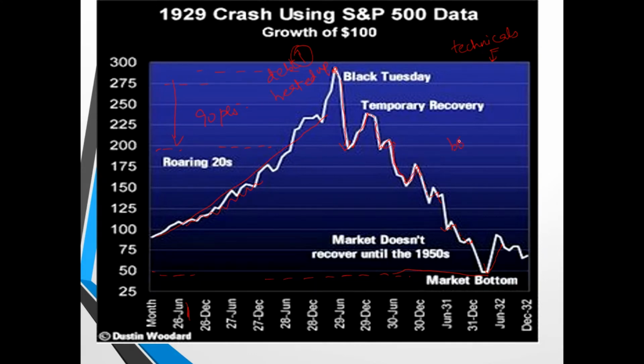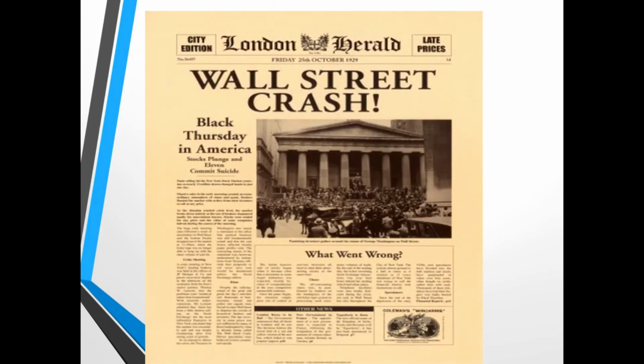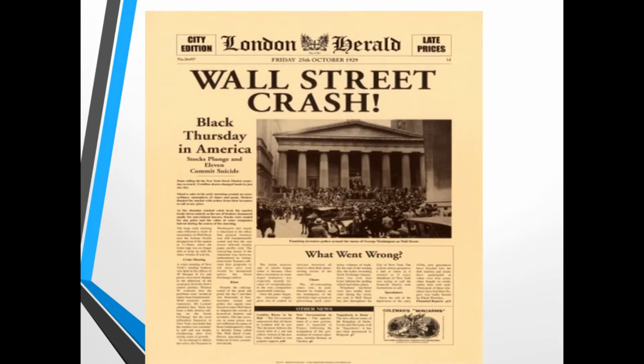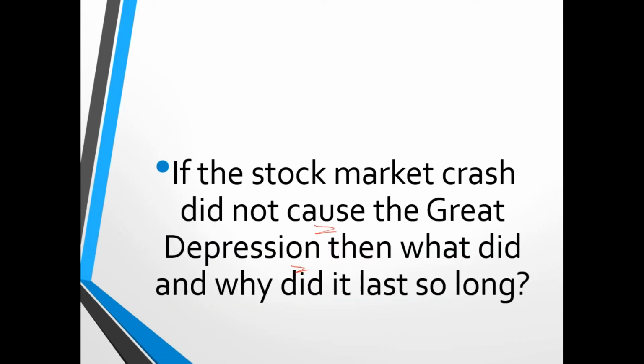And if you have knowledge about Bollinger Bands, you will be able to understand this. The market bottomed at 50, falling more than 200, 225 points in 3 years, and it was a real low, right? People were on the street due to this. Some of the pictures are over here, the Great Crash and Black Thursday in America. So what was the real cause of the Great Depression?